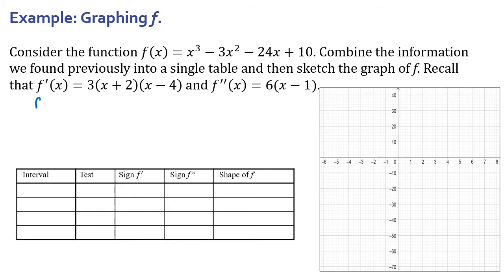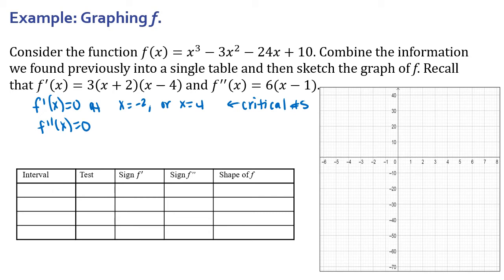So we found these critical numbers of the first derivative. We found this equaled 0 at x equals -2 or x equals 4. So these are our critical points, where we could have some mins and maxes, which we already found. And then we also found the second derivative equaled 0 when x equals 1, which was an inflection point.